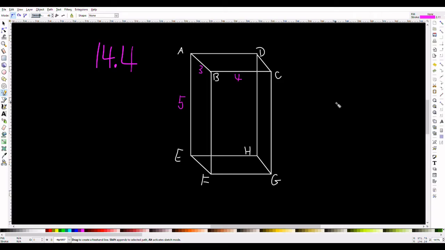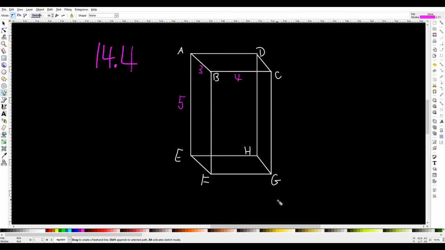Alright, open your books to page 361, and let's go over problem 14.4. ABCDEFGH is a rectangular prism. AB equals 3, BC equals 4, and AE equals 5. So we have 3 totally different lines on our rectangular prism. Find BF and EH. First, BF.